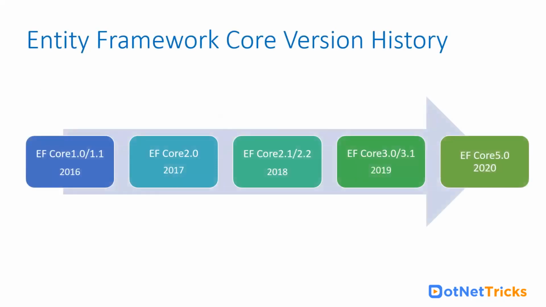If you look at the Entity Framework Core version history, the first version came in 2016, then 2.0 in 2017, then 2.2 in 2018, 3.x in 2019, and 5.0 in 2020. And Entity Framework Core 6.0 is on the way. It is going to be released this year in the month of November itself.